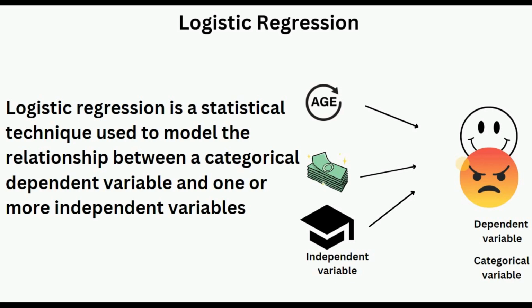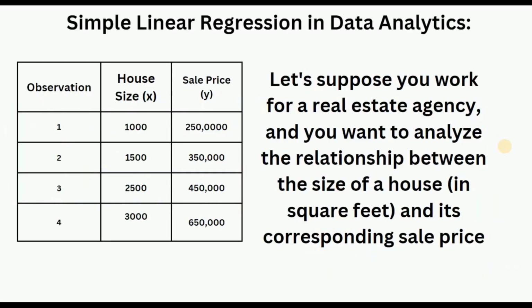So dependent variables are of two types. Categorical variables, we will call them. So dependent variables are categorical in case of logistic regression. Now let's take an example of simple linear regression in data analytics.